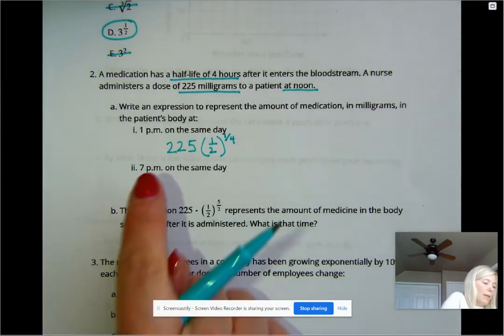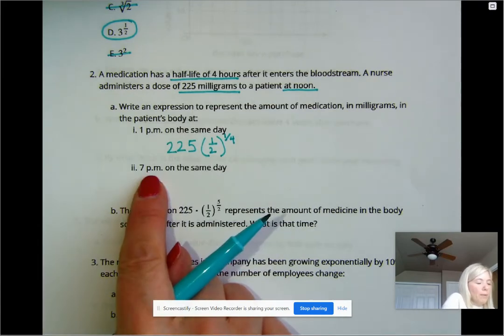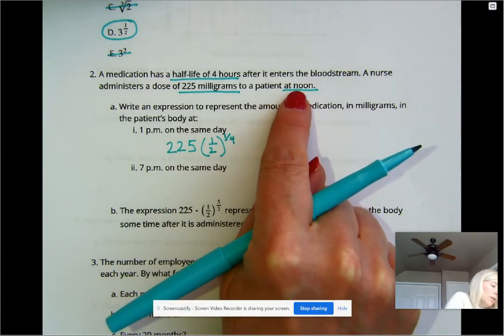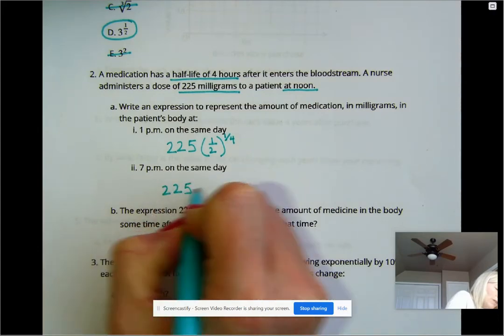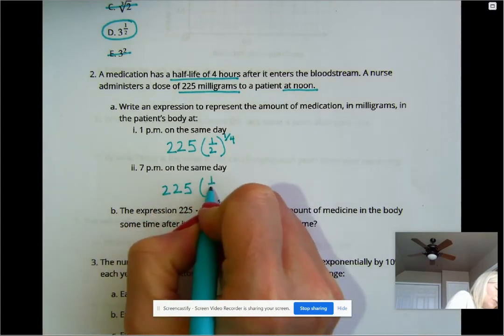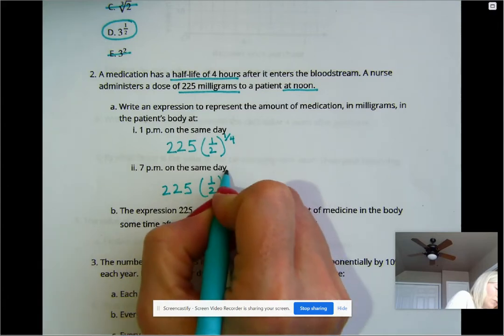And then at 7 p.m. on the same day. So 7 p.m. is 7 hours past noon. So we would just say 225 times 1 half to the 7/4.